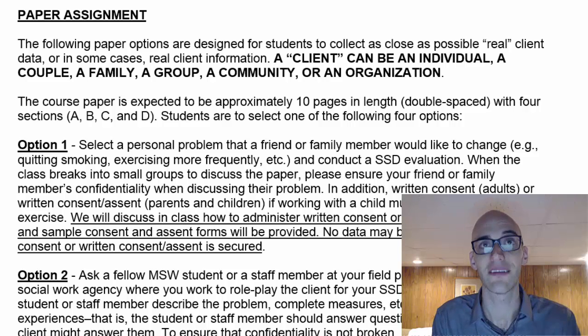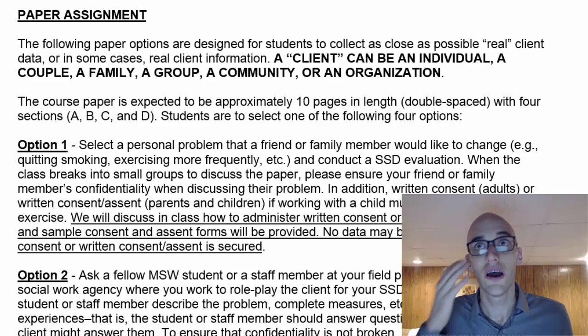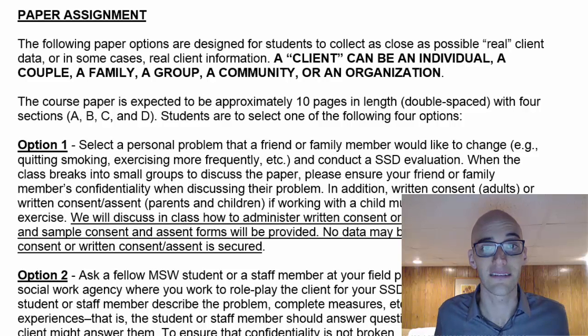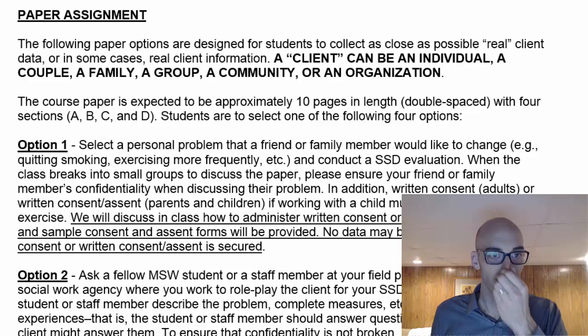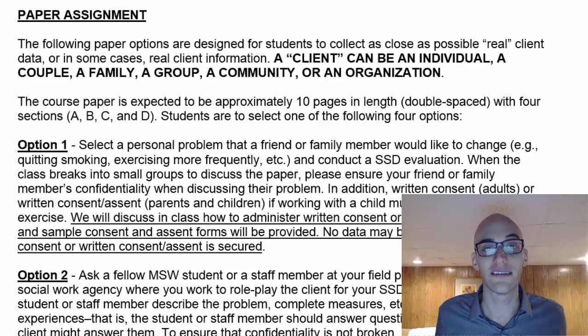And I'm thinking that it's really good in that it helps you to put some context into what single system designs are and see what they look like so that you can use them with your clients. So the following paper options are designed for students to collect as close as possible real client data. So client can be an individual, couple, family, a group, a community, or an organization. But essentially this paper is approximately 10 pages in length, double space, between 4 sections.